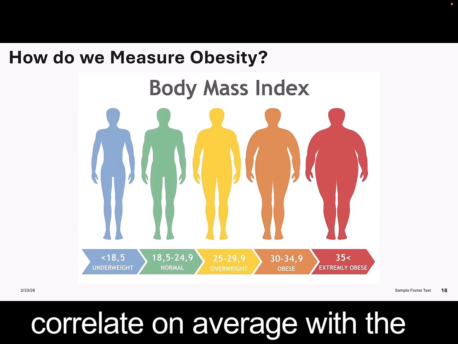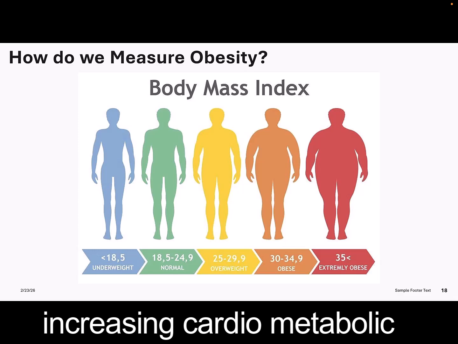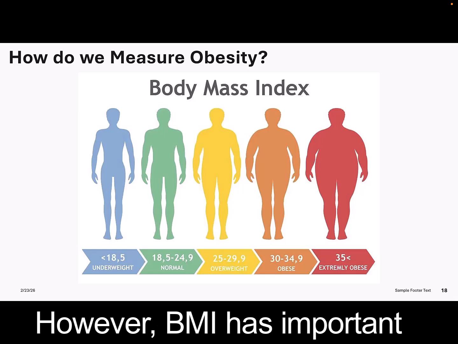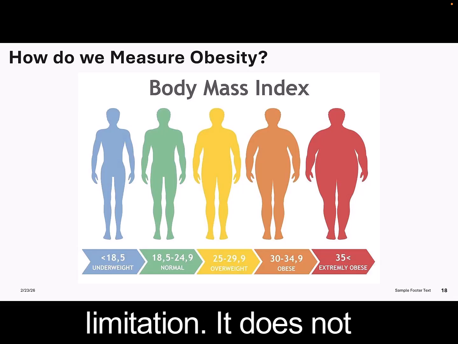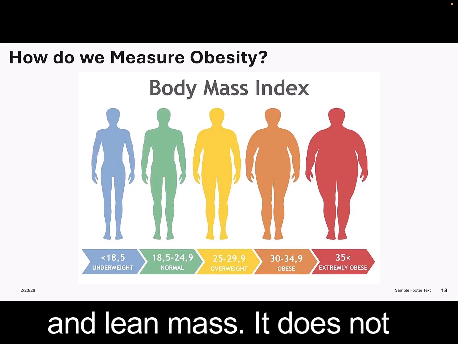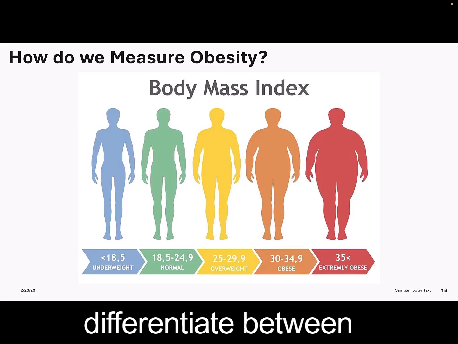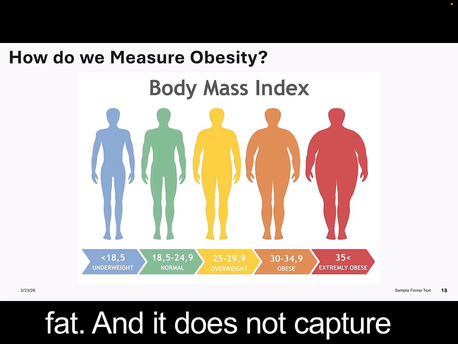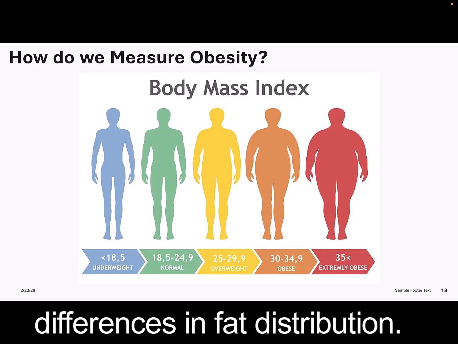They correlate on average with increasing cardiometabolic risk across large populations. However, BMI has important limitations. It does not distinguish between fat mass and lean mass. It does not differentiate between subcutaneous and visceral fat, and it does not capture differences in fat distribution.